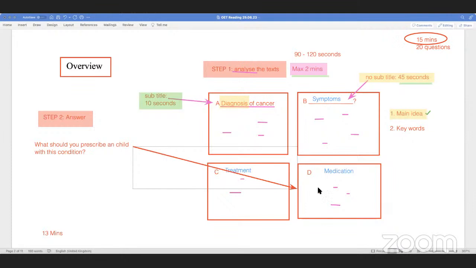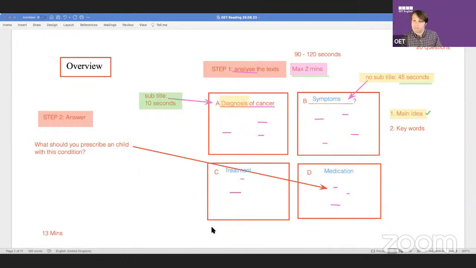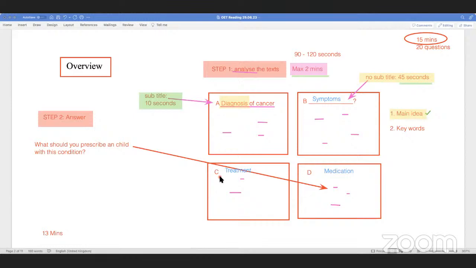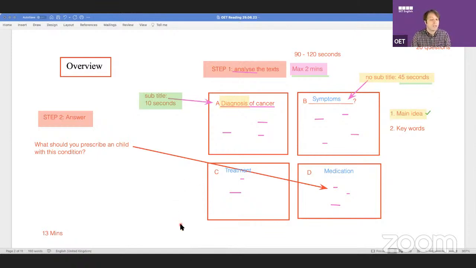This is what will happen in your exam. Once you have the main ideas, you can match the main idea to the question. At least 2 texts. Okay, probably C or D. I'm going to read both. Okay, what do I do next? What's the next step?